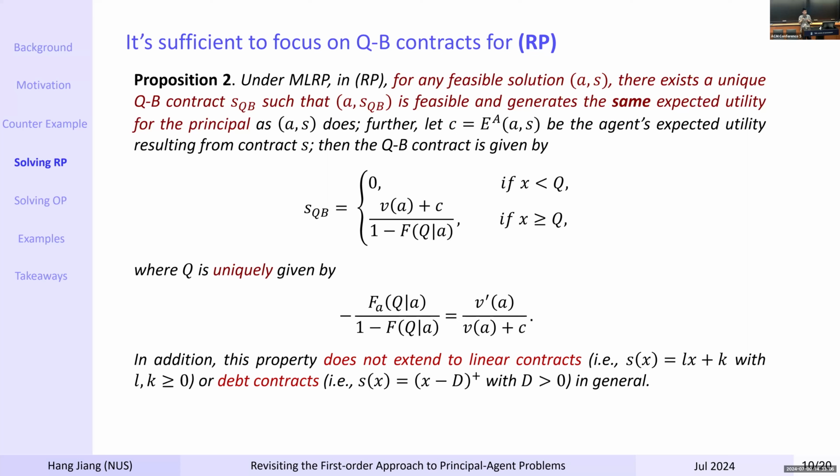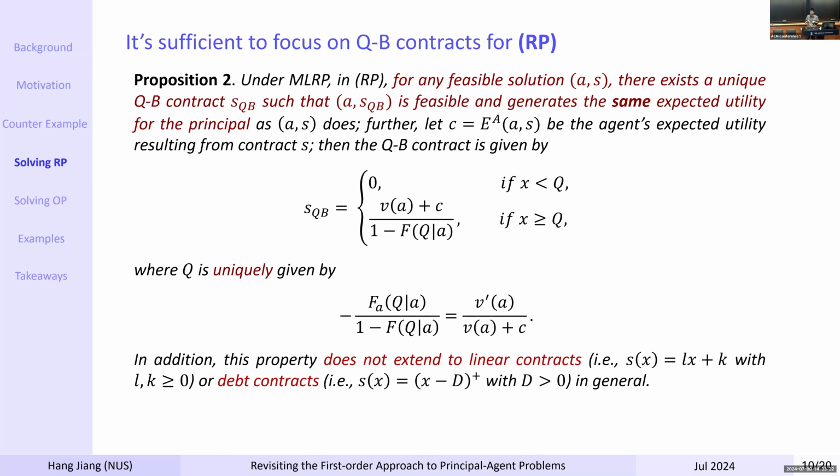It reduces the dimension of the relaxed problem. So the relaxed problem can be easily solved by restricting our attention to the quarter-bonus contract. And in addition, this property does not extend to linear contracts or debt contracts. So among well-known simple contracts, I think the quarter-bonus contract is the unique one that has this property.